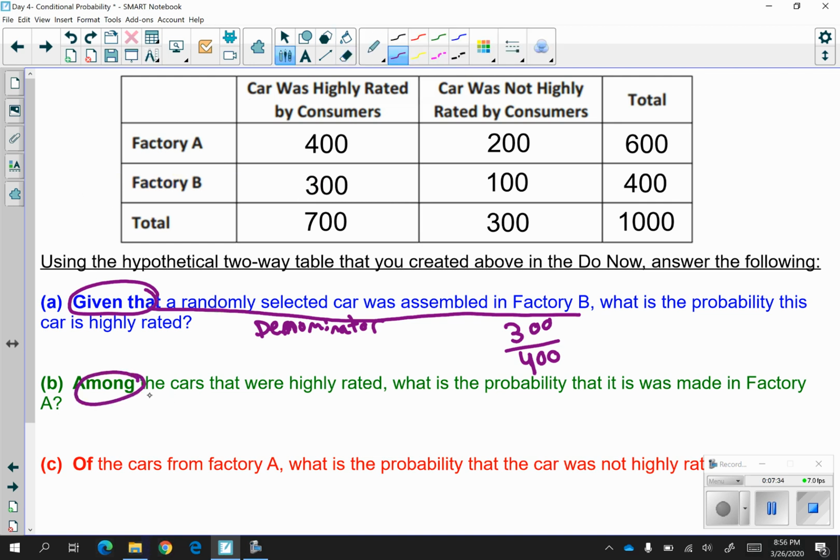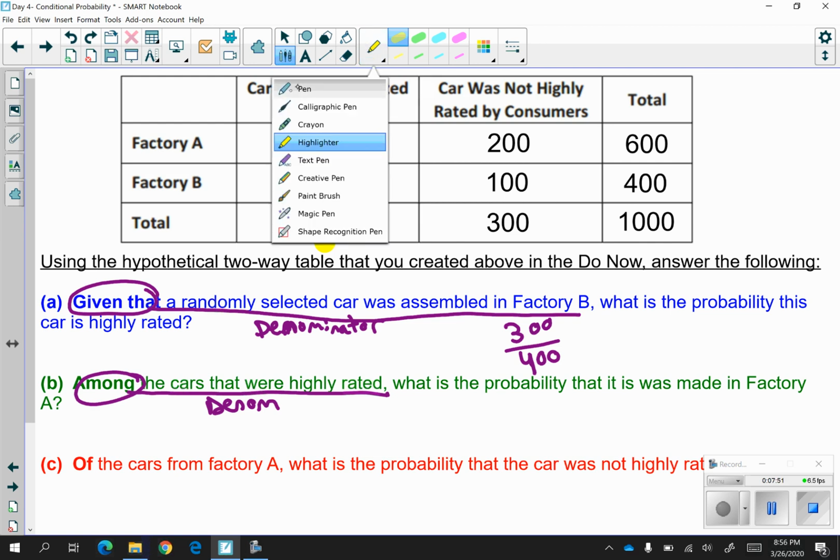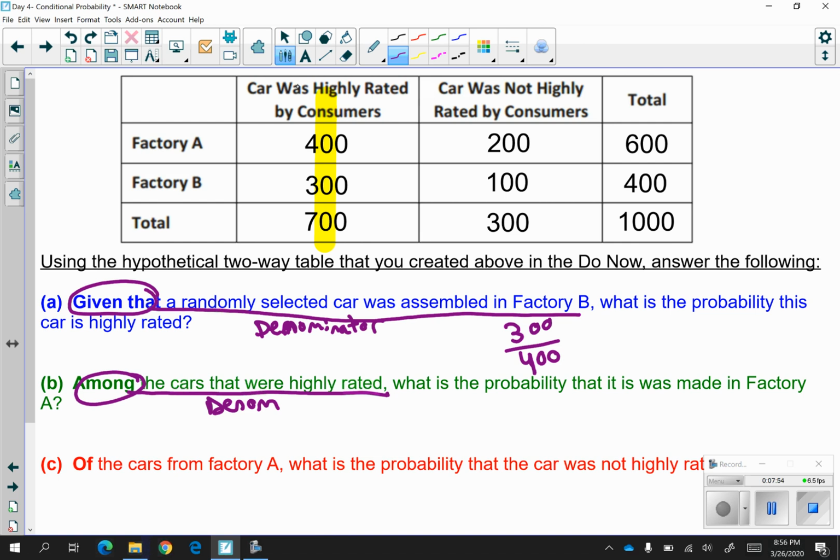Among is the keyword for conditional probability: the cars that were highly rated. That's your denominator, and it automatically goes straight to the cars that were highly rated. That's where we're working for this problem. What is the probability that it was made in factory A? So in this column that I'm looking at, there were 400 out of 700 total that were made in factory A of the ones that were rated highly.